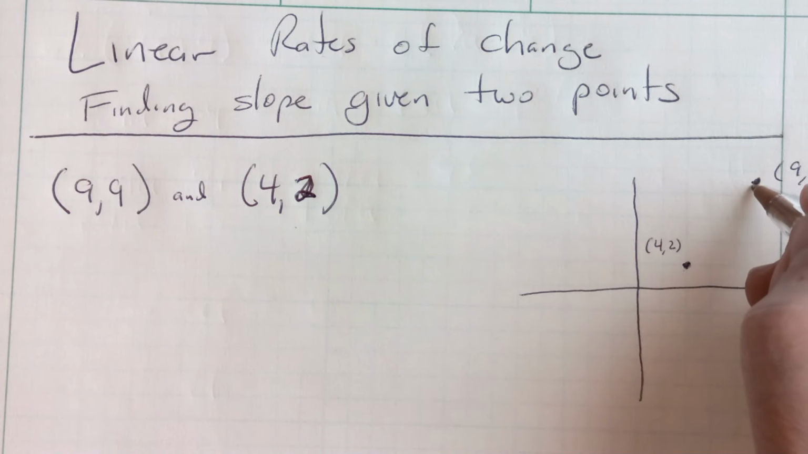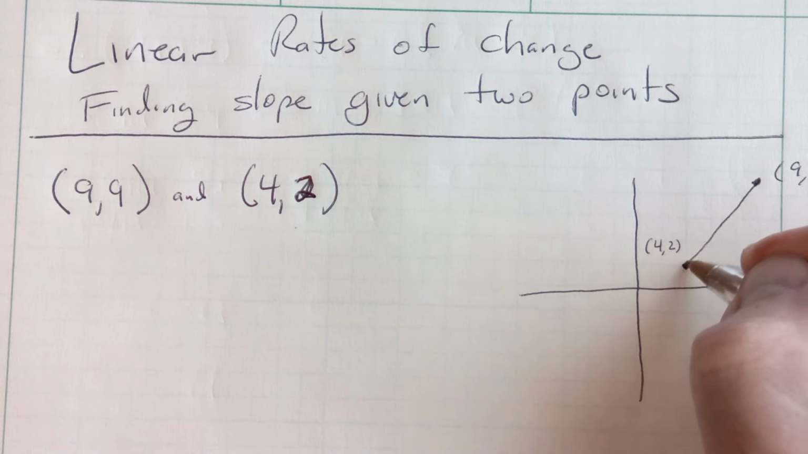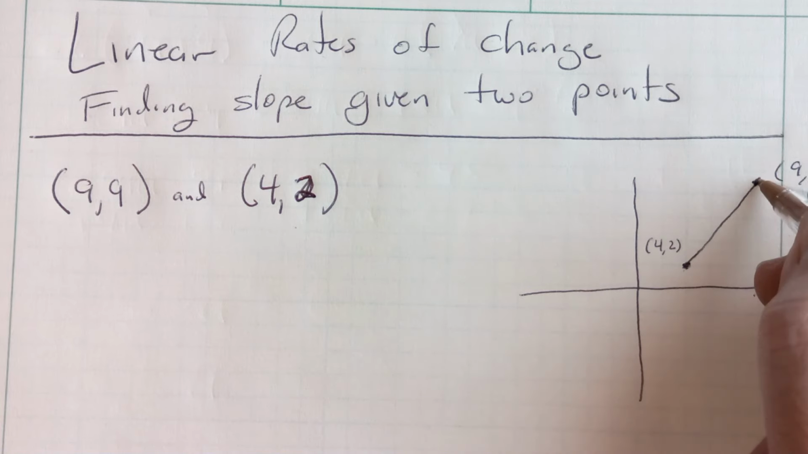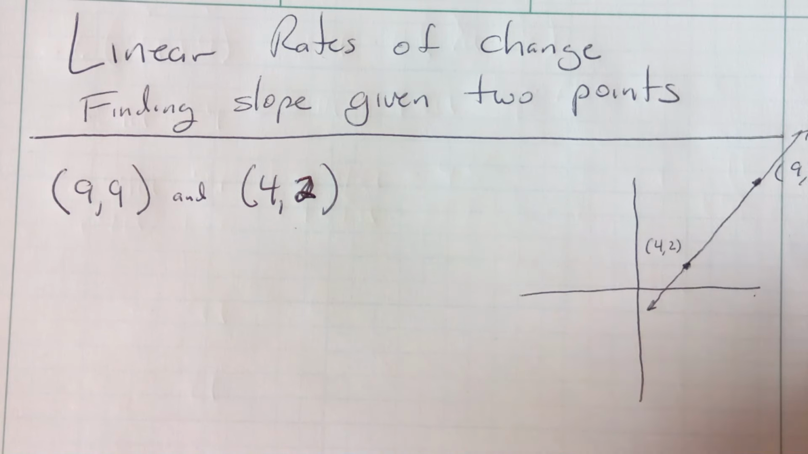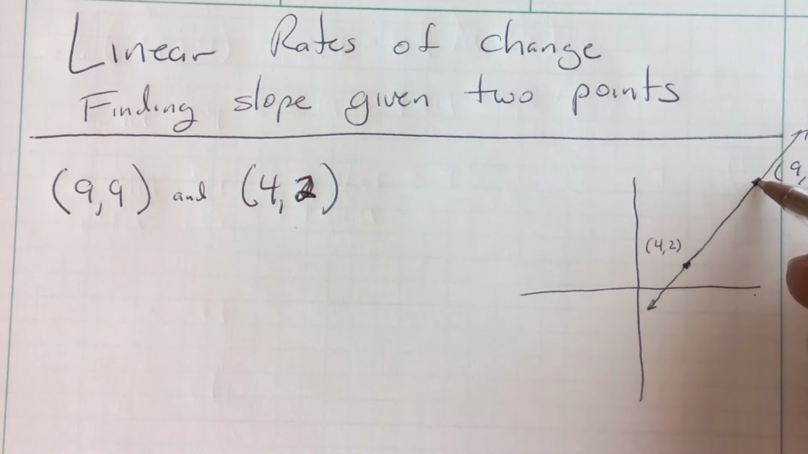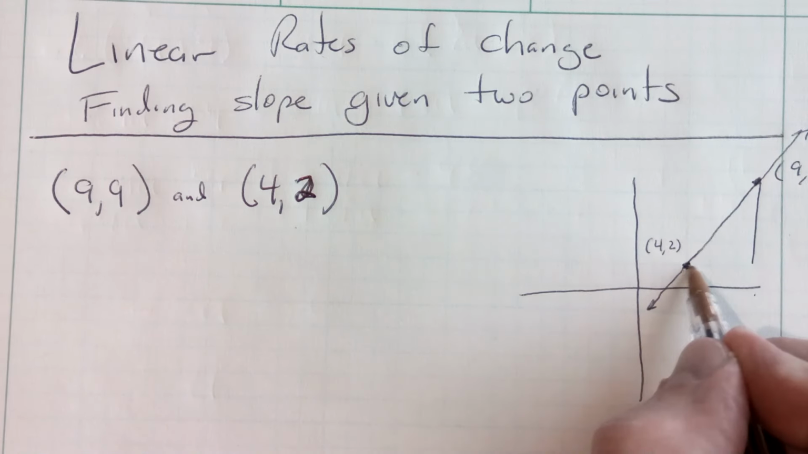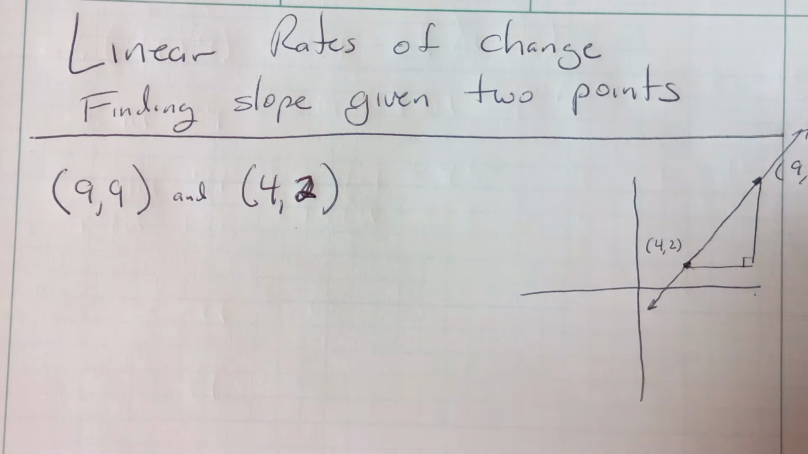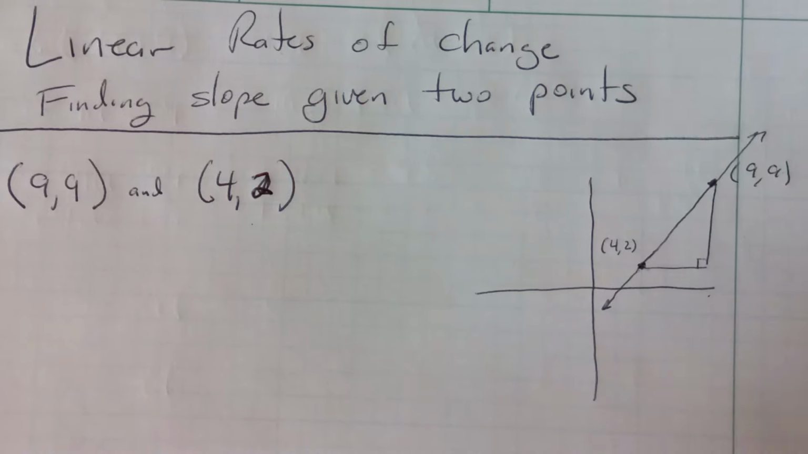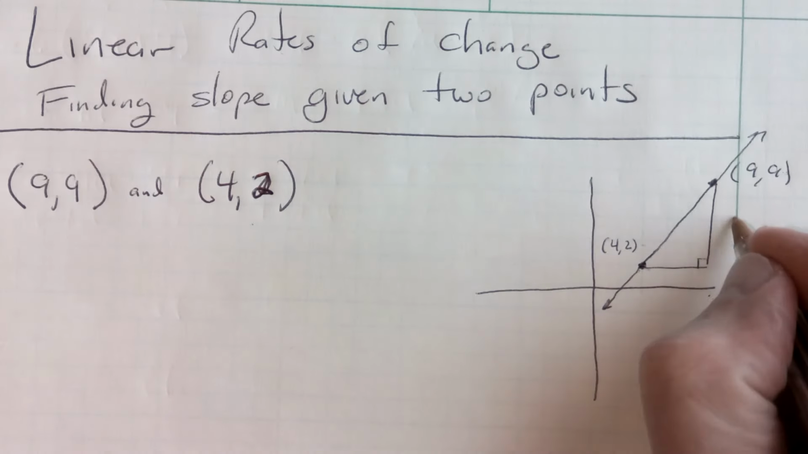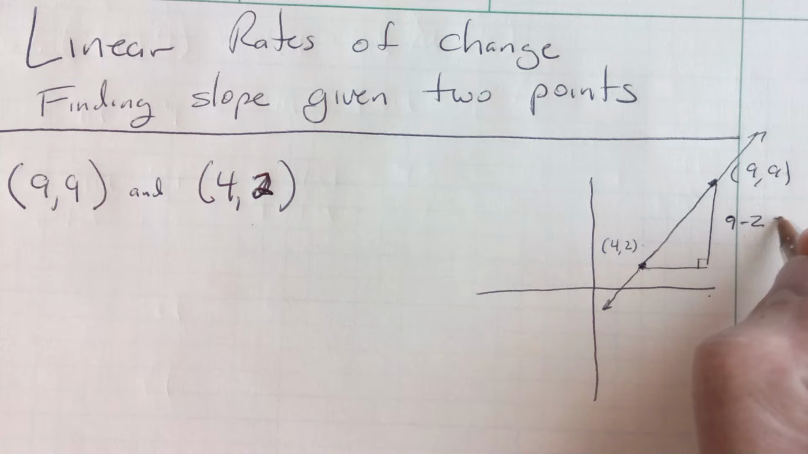What we want to calculate is the slope or rate of change of that line that goes through those 2 points. Now, to find that slope or rate of change, we need to know how far away those points are vertically and how far away those points are horizontally. In other words, we find the distance between the 2 y values, the distance between this 9 y value and this 2 y value. So we would do 9 minus 2 equals 7.